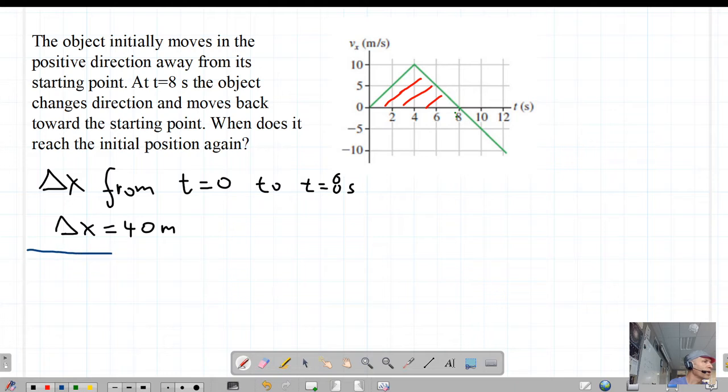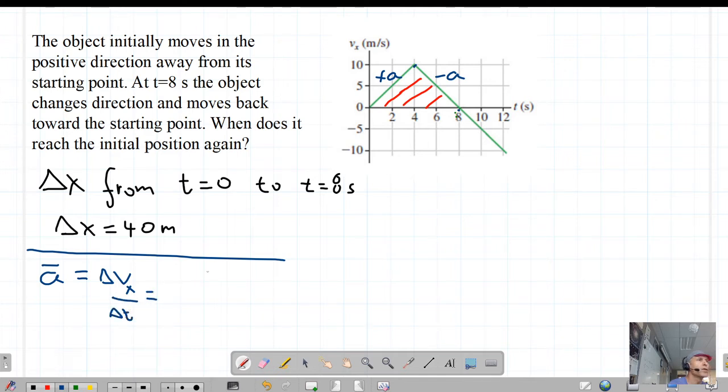First thing I think I'll try is to figure out the acceleration of the object when the acceleration changes direction from positive acceleration here to negative acceleration here. So I can use maybe this value and this value to determine the average acceleration. Remember, that is just delta V over delta T. And then I'll just plug in some numbers.